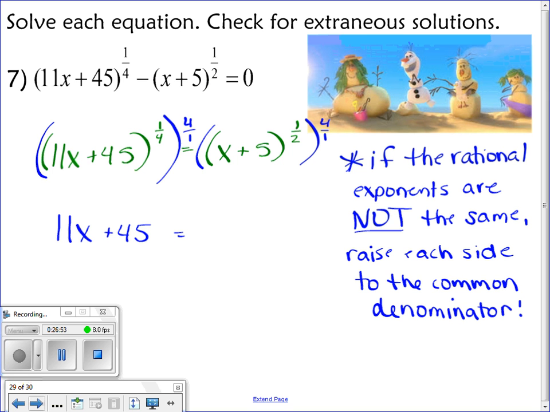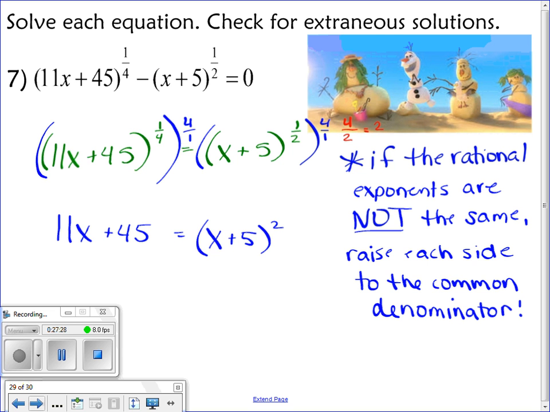Okay, here we go. So on this one, 1 times 4 is 4. 2 times 1, what's 4 over 2? 2 over 1, or 2. So this is actually x plus 5 squared. So you'd have to do x plus 5, x plus 5. When you do exponents like here, you distribute, so you multiply. 1 times 4 is 4. 2 times 1 is 2. 4 over 2 simplifies to just 2. So my exponent is a 2.